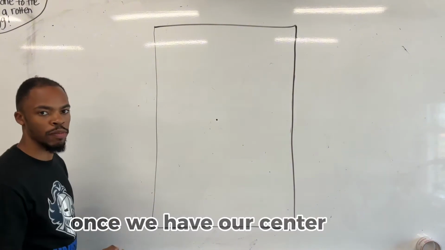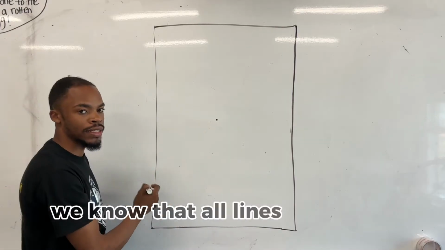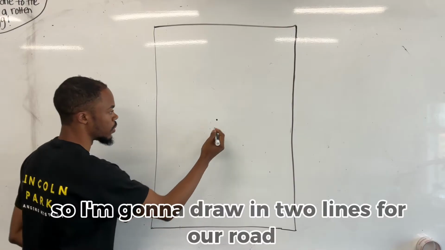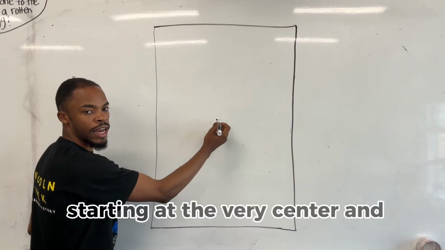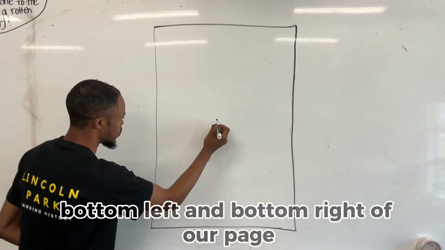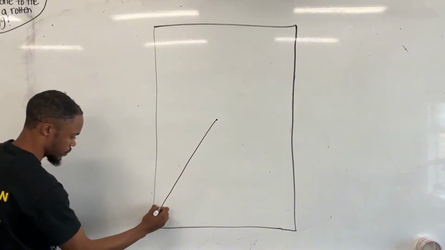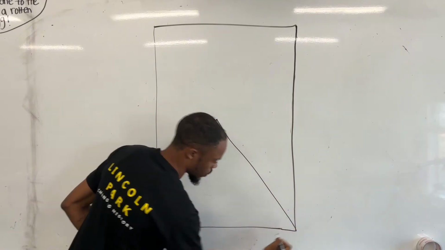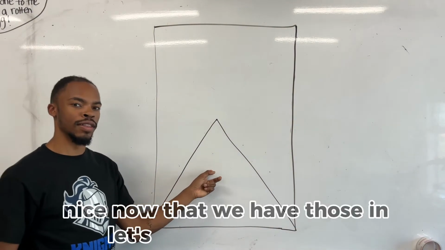Once we have our center point, we know that all lines lead to our vanishing point. So I'm going to draw in 2 lines for our road, starting at the very center and going out to the corner, bottom left and bottom right of our page. Nice. Now that we have those in, let's draw our sidewalk.